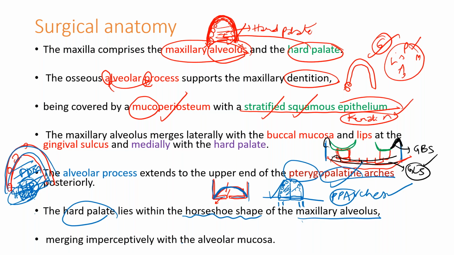It merges imperceptibly with the alveolar mucosa. If you take this as a tooth, for example, and this is the maxillary bone, the tooth is there like this, and this becomes the hard palate, merging imperceptibly with the alveolar mucosa. That's what is being said.